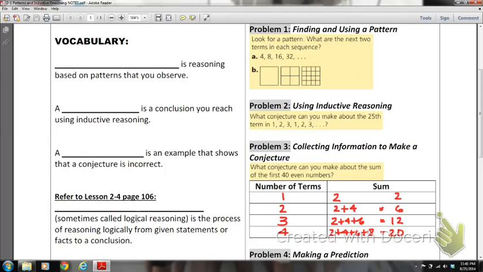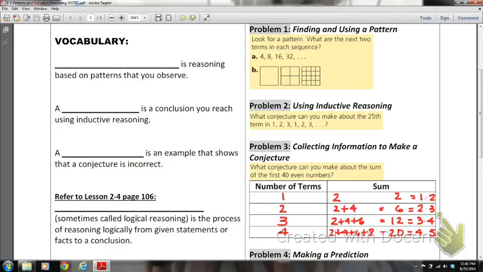So let's try to find the pattern. Let's rewrite this. Instead of writing them as sums, let's write these numbers as a product and see if we can see a pattern. So 2, if I write that as a product, is going to be 1 times 2. And 6, written as a product, is 2 times 3. 12 is 3 times 4. And 20 is 4 times 5.